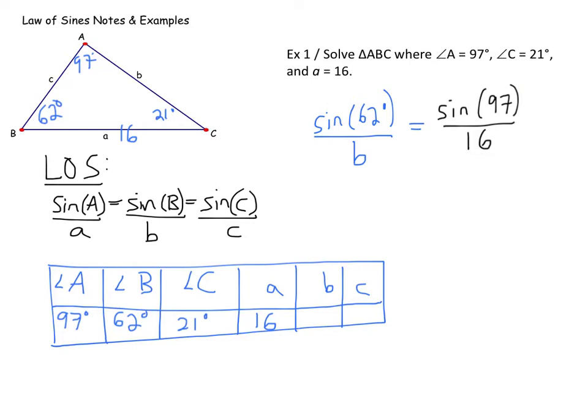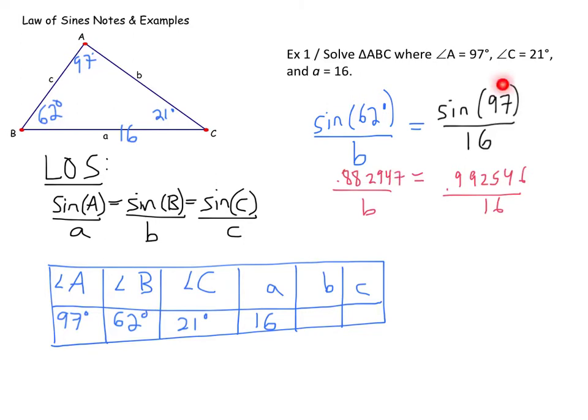So what we'll do, I have my handy dandy calculator right here. Make sure that you're in degree mode. The sine of 97 is 0.99254. From there, over 16. I know that I want to know what B is, and the sine of 62, that's going to be 0.882947.